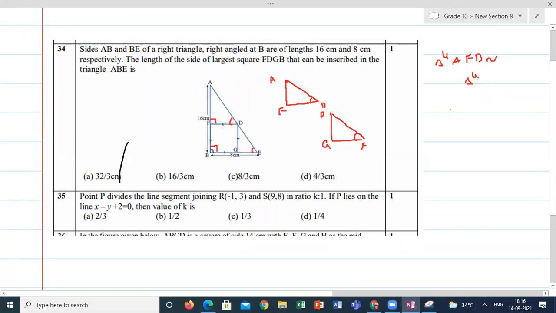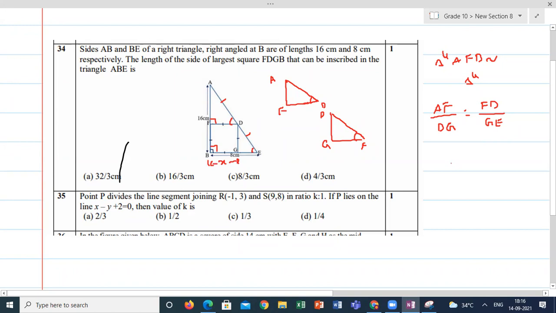If I'm taking these two as similar, see, this is a right angle, this is a right angle. So AD is the hypotenuse for the triangle AFD, DC is the hypotenuse for the DEC triangle. So AF is the height. So AF divided by DE is equal to FD divided by base EC. If I'm taking this as X, where I'm getting the maximum square at X.